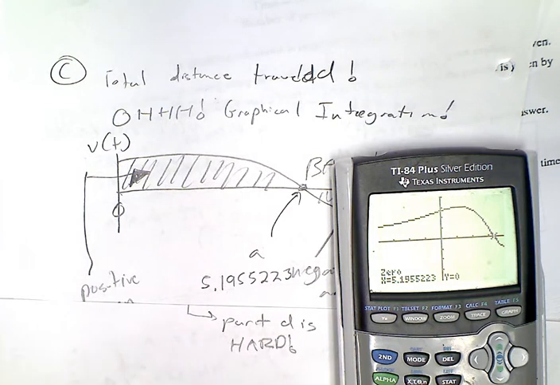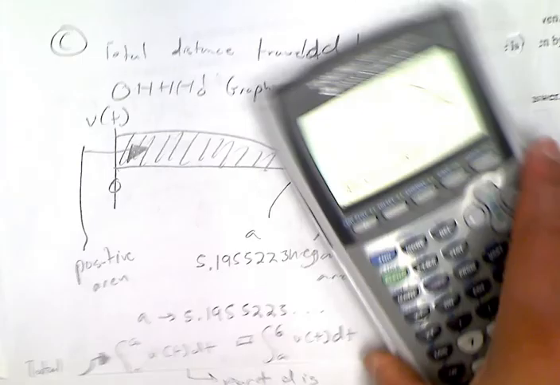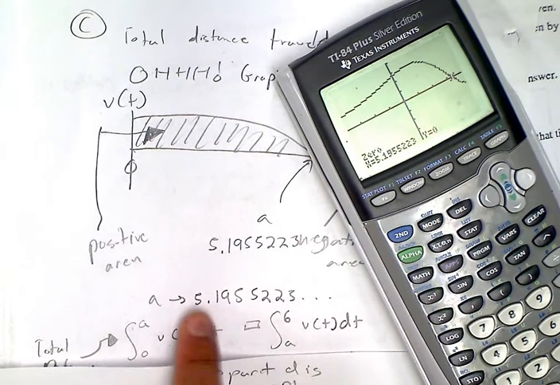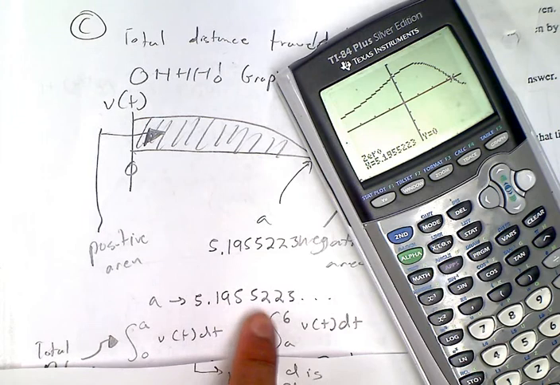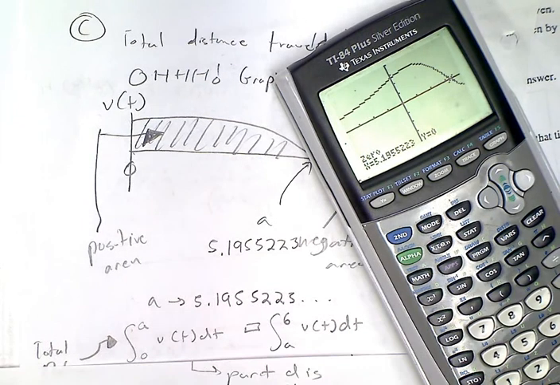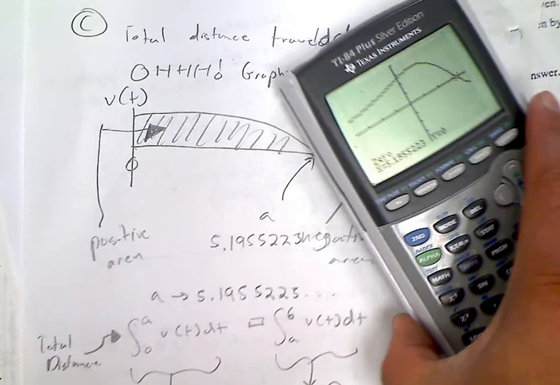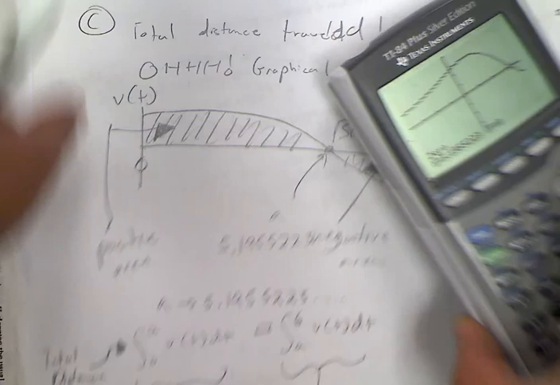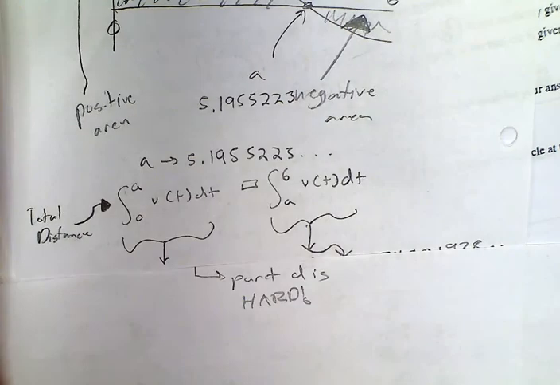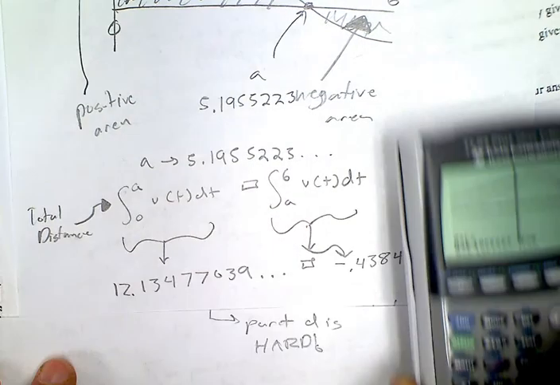Now, do y'all want to write all 10 of those digits every time? No. So that's why the next step I do is to store. Store 5.195523223. And then I can write my integral like you see right here. Because of the rule, we needed to minus it to counteract the negative area to find the total distance traveled.